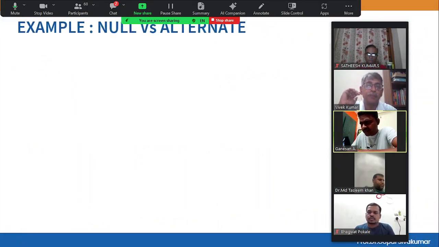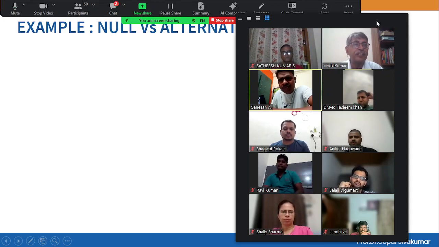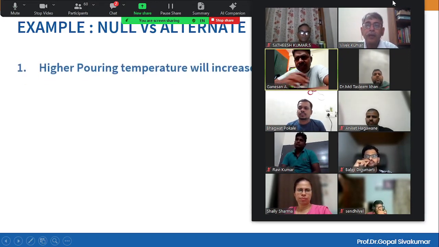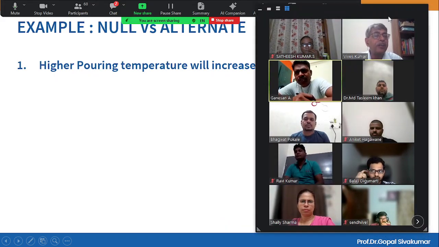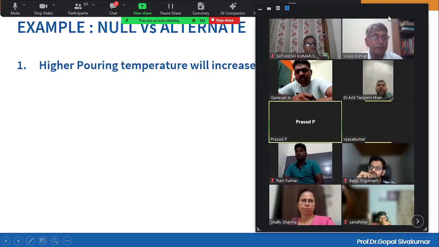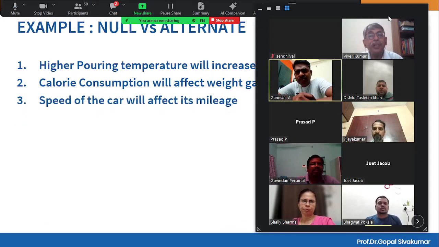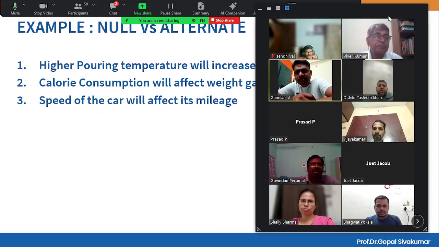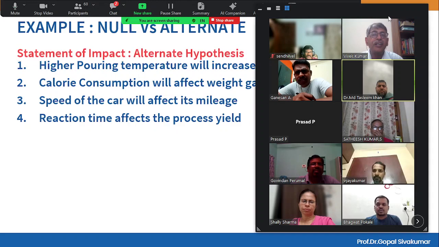Now let us take some examples. I will write some statements, and please tell me whether it is a statement of null or a statement of alternate. Let us see how much you have understood. Higher pouring temperature will increase the defects. Is it null or alternate? Alternate hypothesis. Calorie consumption will affect weight gain. Null or alternate? The speed of car will affect its mileage. Alternate hypothesis. Reaction time affects the processing. Null or alternate? Alternate hypothesis.